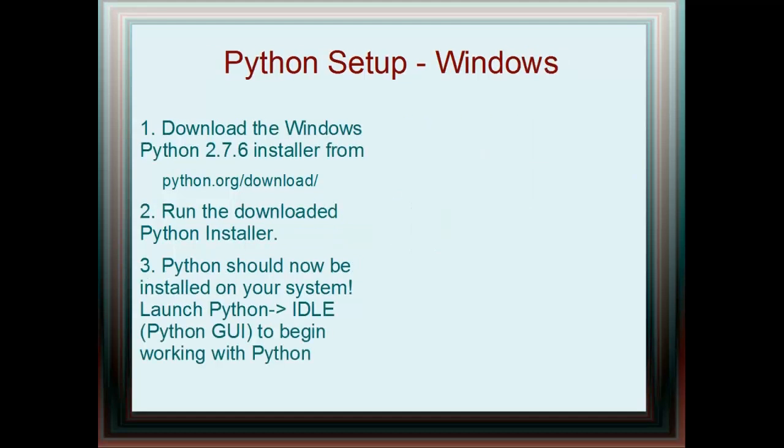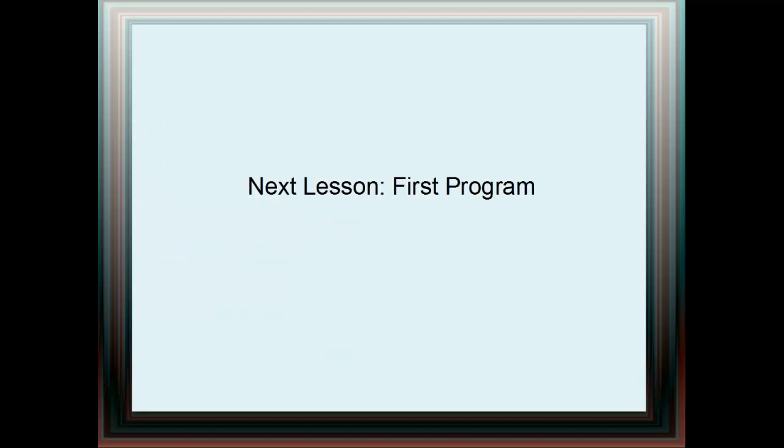To install Python on Windows, simply visit the Python website, navigate to the download section, and download the version of Python 2.7 that is specific to your Windows machine. Simply run the downloaded installer file and let it finish, and then Python should be installed on your Windows operating system. That concludes our lesson on installing Python on all of the available operating systems.